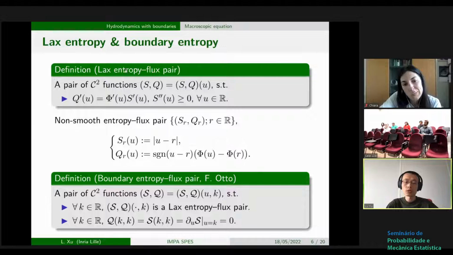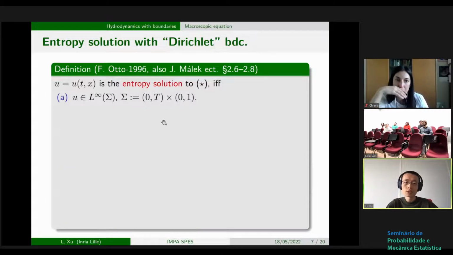Okay, with these two definitions of entropies, we can describe what the solution looks like. This definition is the entropy solution to star, the initial boundary value problem of the conservation law. So this is the entropy solution.